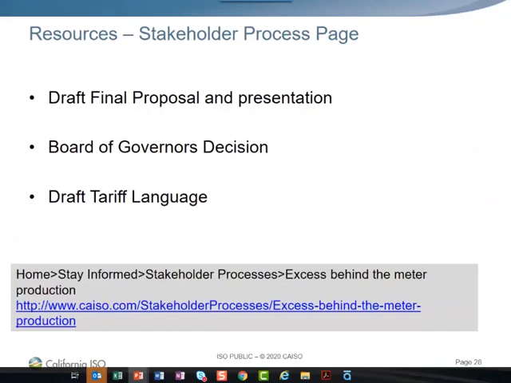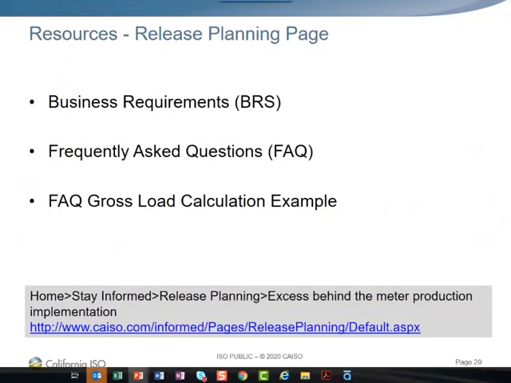If you want more information and background as to how we got here with the excess behind the meter production, you can look at all the proposals, the papers and things like that on the stakeholder process page. We also have the Board of Governors memos and their decision, and also the draft tariff language, and you'll find it at the link on the bottom. And if you're more interested in the implementation of the initiative, you can look at the business requirements, that FAQ that I mentioned, and the FAQ example, and you'll find it at the link below.